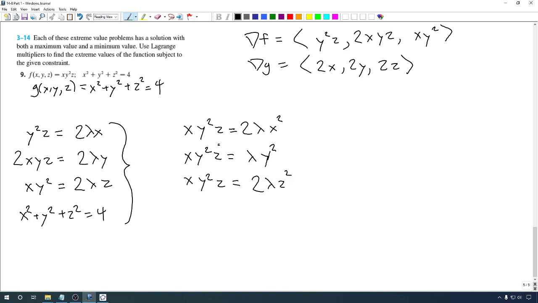And now I have 3 equations where I have these 3 different values that are all equal to the same thing. So that means all 3 of those have to be equal to each other. We have 2 lambda x squared is equal to lambda y squared, and that has to equal 2 lambda z squared. That's a pretty nifty condition.